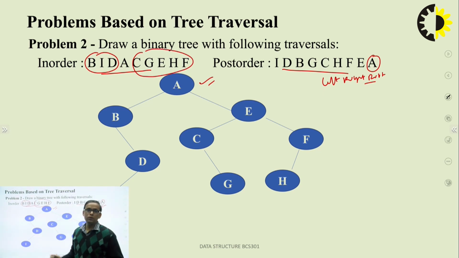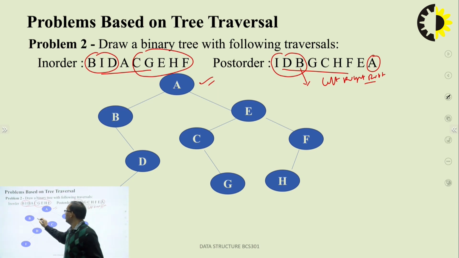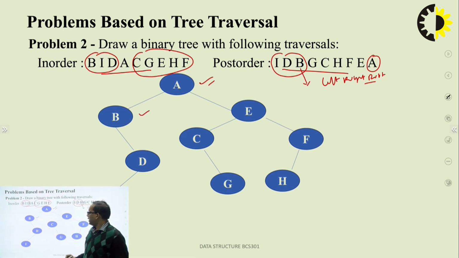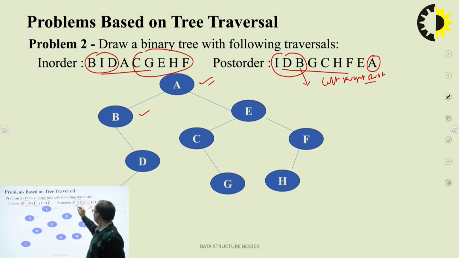Again we will construct the left subtree first. From the left subtree, since B is last in the post-order sequence, B will be the root. The in-order sequence is ID, and the post-order sequence is ID too. Because there is no right child of D, this will be the left subtree. Now we will construct the right subtree.